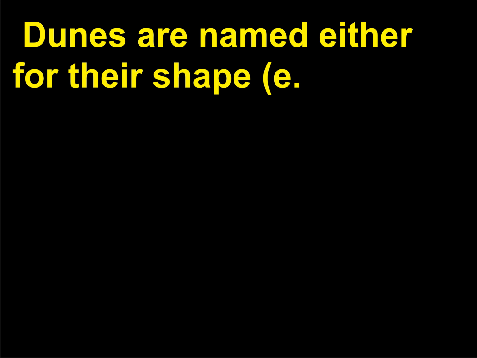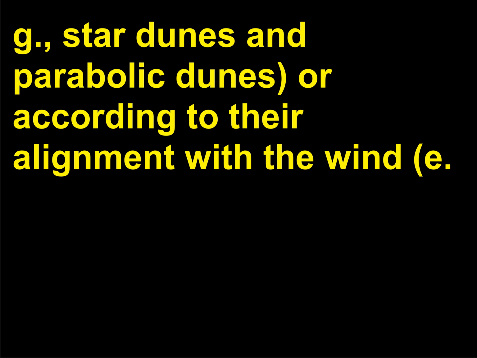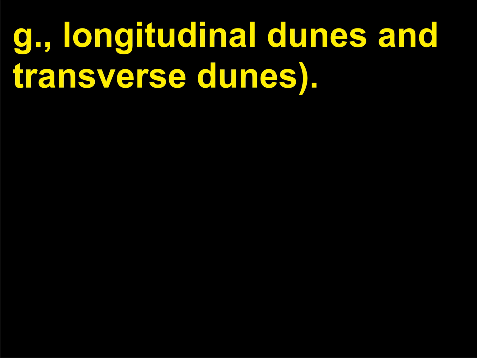Dunes are named either for their shape, e.g., star dunes and parabolic dunes, or according to their alignment with the wind, e.g., longitudinal dunes and transverse dunes.